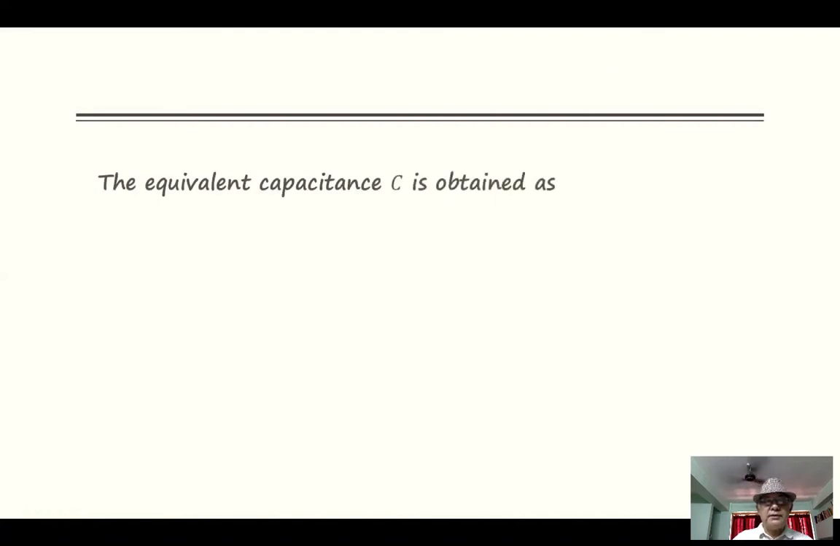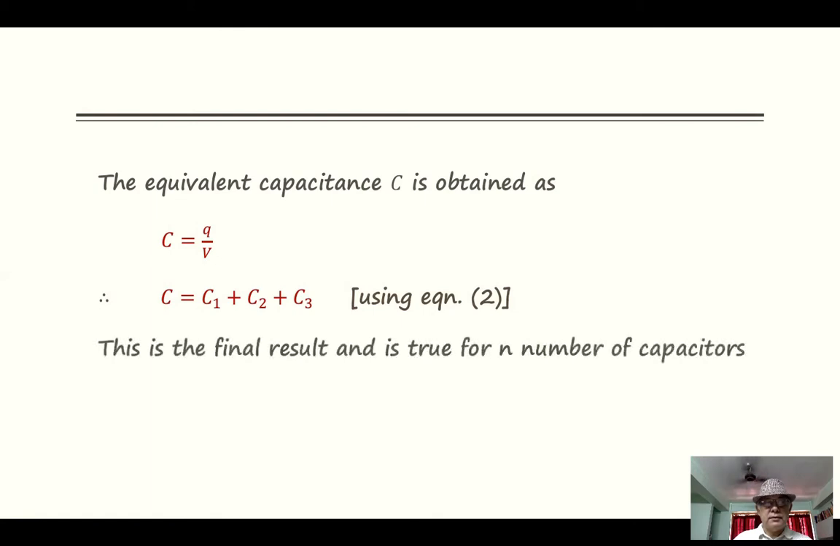The equivalent capacitance C is obtained as C equal to Q by V. Therefore, C equal to C1 plus C2 plus C3. We have used equation 2 to arrive at this result. This is the final result and is true for n number of capacitors connected in parallel.